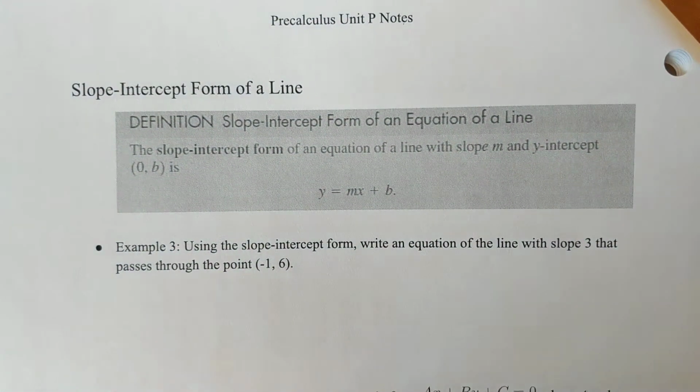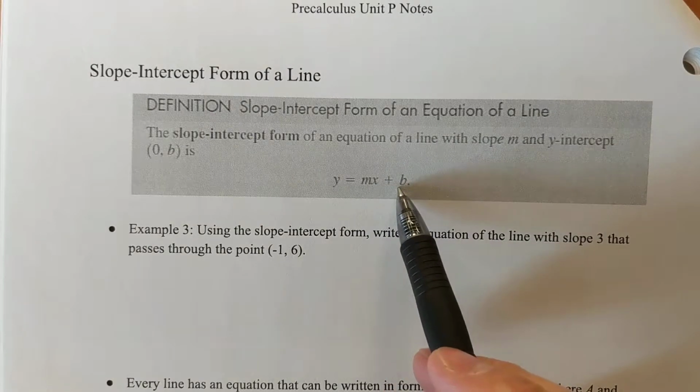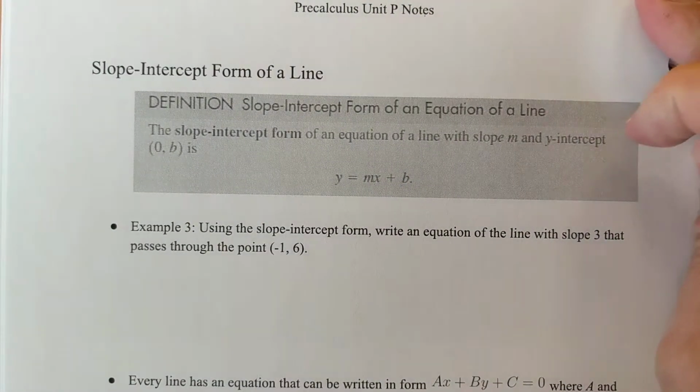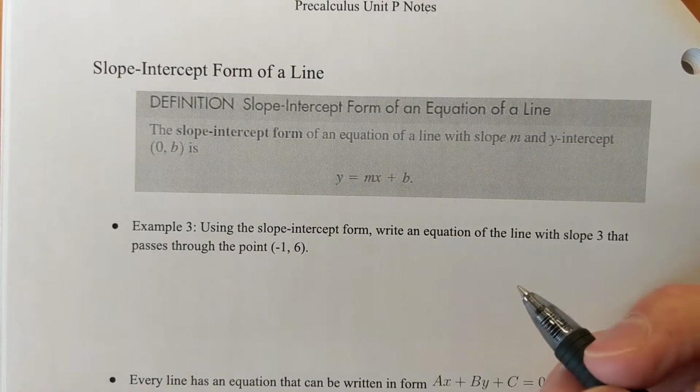All right, so slope-intercept form looks like this. m is the slope. The value for b is where the line will cross the y-axis. It is the y-intercept. All right, so using slope-intercept form, write the equation of the line with slope 3 that passes through the point negative 1, 6.